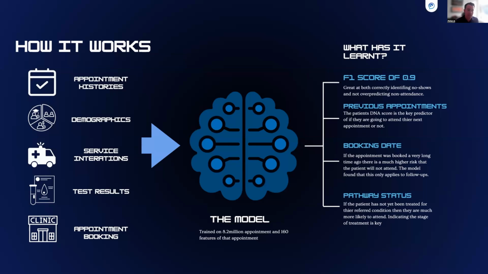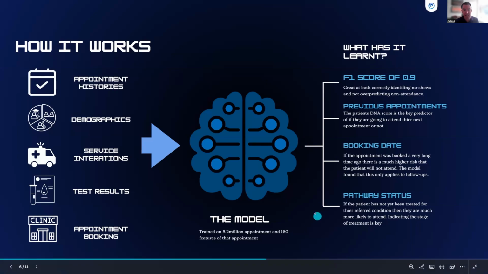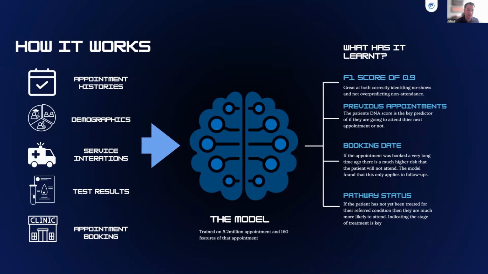The pathway status as well, so the RTT, which is, have they had their initial treatment for the condition they were referred to, is a key indicator of whether they're going to attend or not. And basically it's saying once they've had their treatment, the likelihood of non-attendance is much higher. I assume the perceived value of that appointment is much lower. So that is a key element to consider.